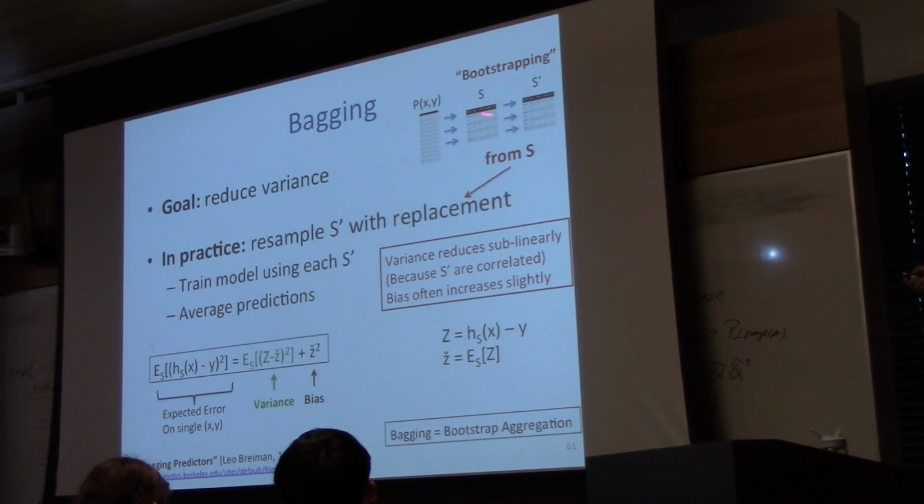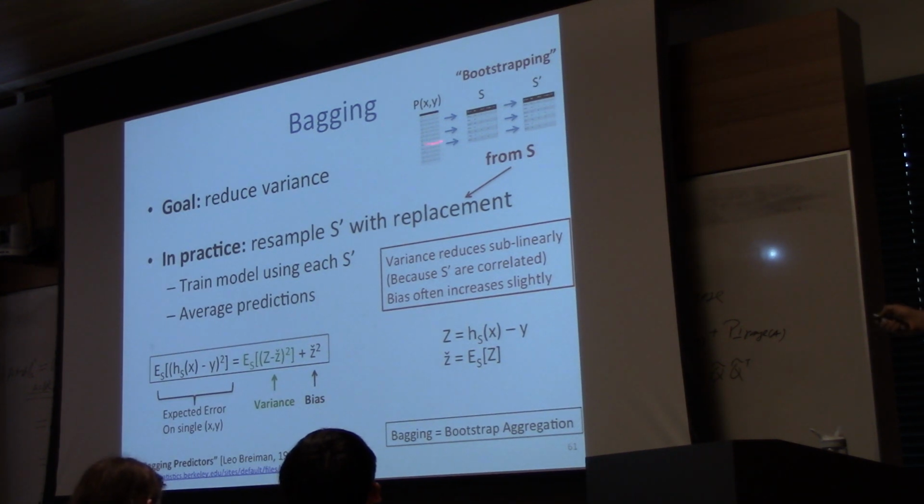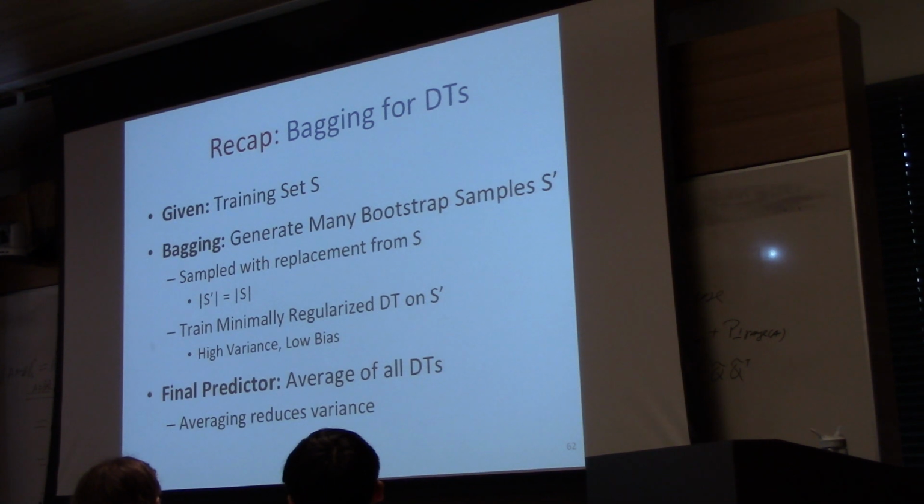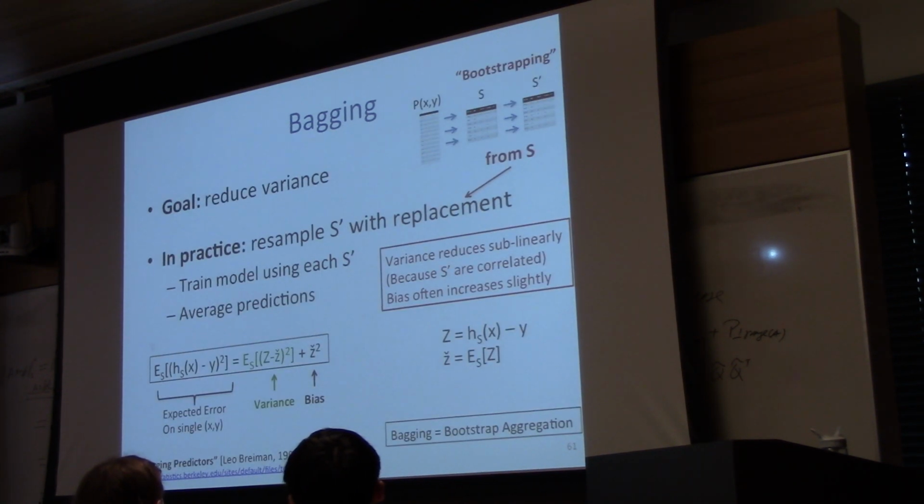And the process of sampling with replacement from a finite training set to generate a new training set is called bootstrapping. And so bagging is shorthand for bootstrap aggregation. Any questions about bagging, the concept?